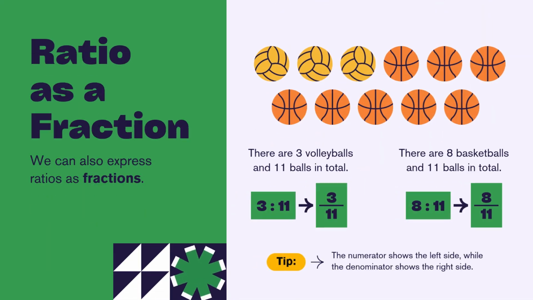The next is ratio as a fraction. We can express a ratio as a fraction. With the same example, there are three volleyballs and eight other balls. There are three volleyballs and 11 balls in total. So it is like 3 is to 11, and there are eight basketballs and 11 balls in total, so 8 is to 11. In these fractions, the numerator shows the left side while the denominator shows the right side.